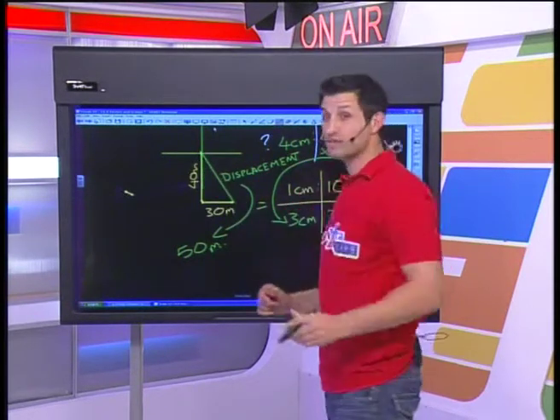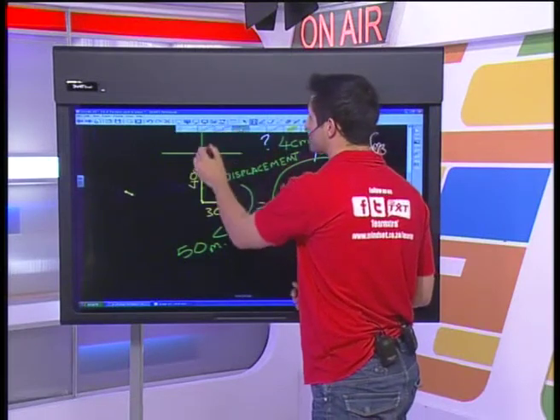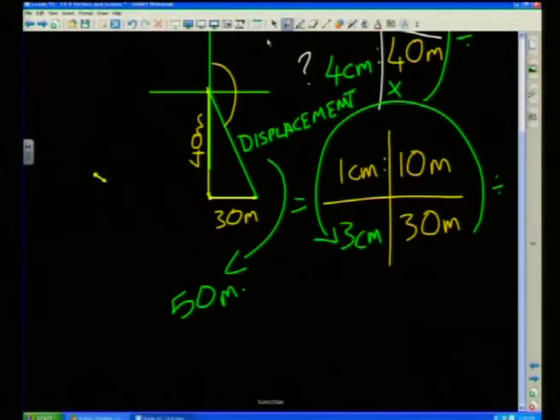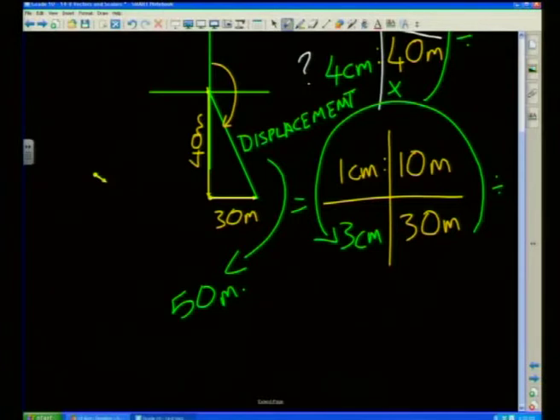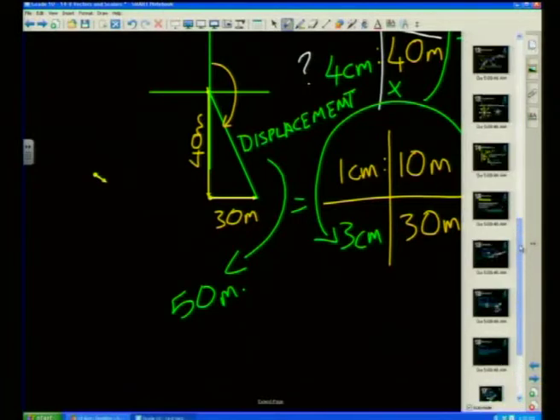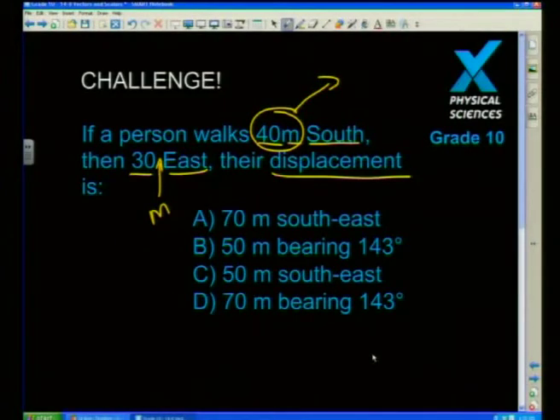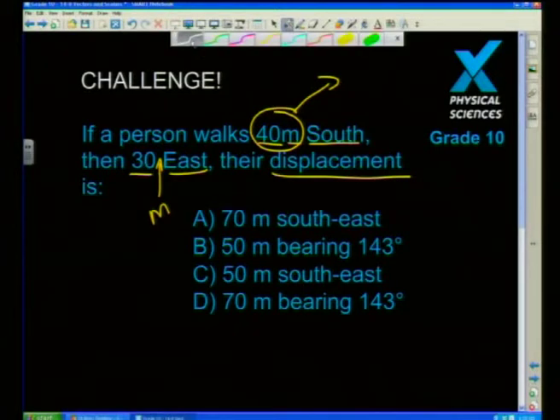Well, you can do this by measuring on your page if you're absolutely accurate. What you'll find is that you can measure around right from the beginning over there, and you're actually going to find out that the correct answer is actually B. So let's just go back to that and discuss what that bearing is. There it is, a bearing of 143. Here we go. That is our correct answer over here.